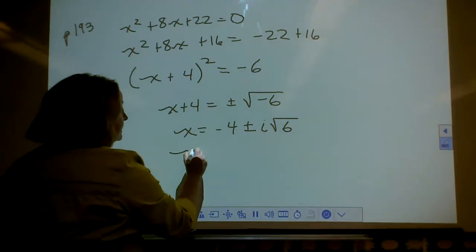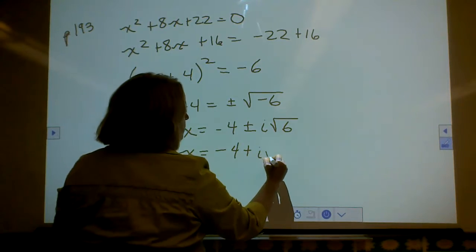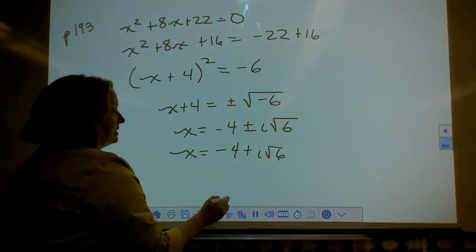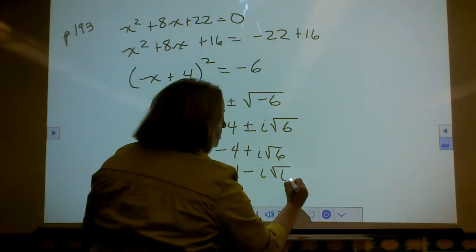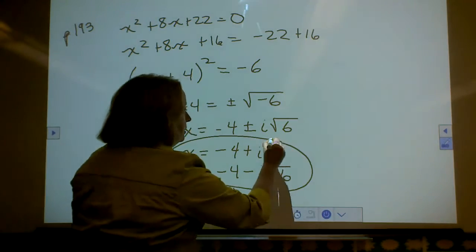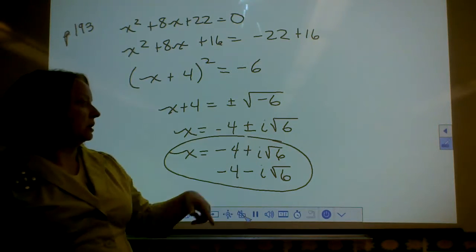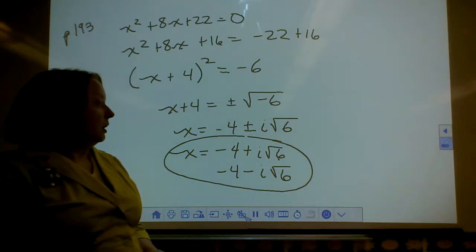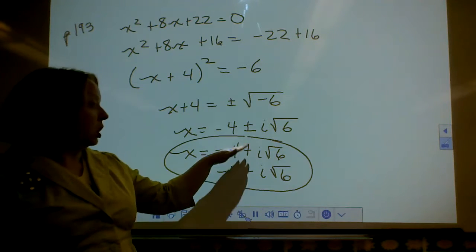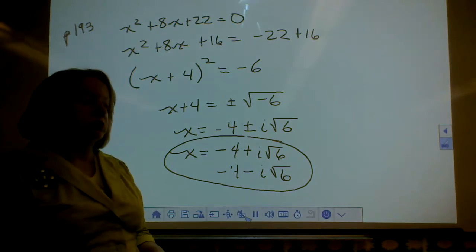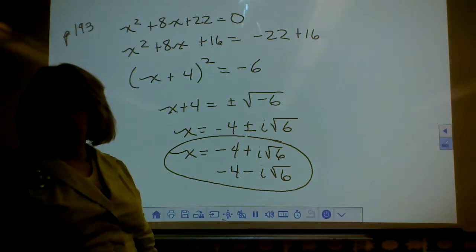So if I were to list them out, the first one would be negative 4 plus i square root of 6. And then the second one would be negative 4 minus i square root of 6. So you can either write your answer like this, separating them, or like this right here together. On your test or a quiz, I might ask you to list the two roots. So this is what you would use if you were to list the roots right there.